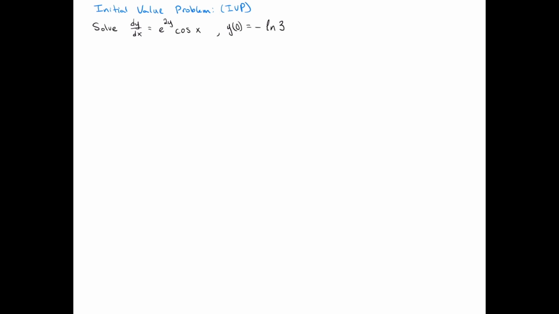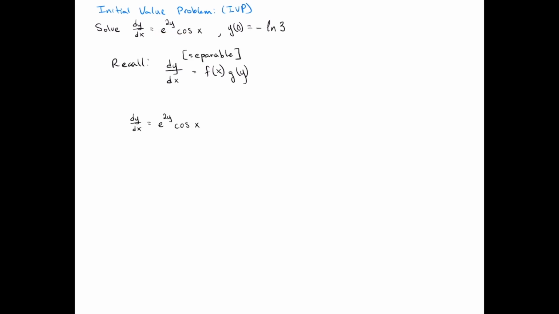The first thing to notice about this differential equation is that it is separable. So recall that separable differential equations follow the form, say we're dealing with dy over dx, of a function in terms of x and another function in terms of y. So in this case, a function in terms of x will be this cosine x, and a function in terms of y will be this e to the 2y power.